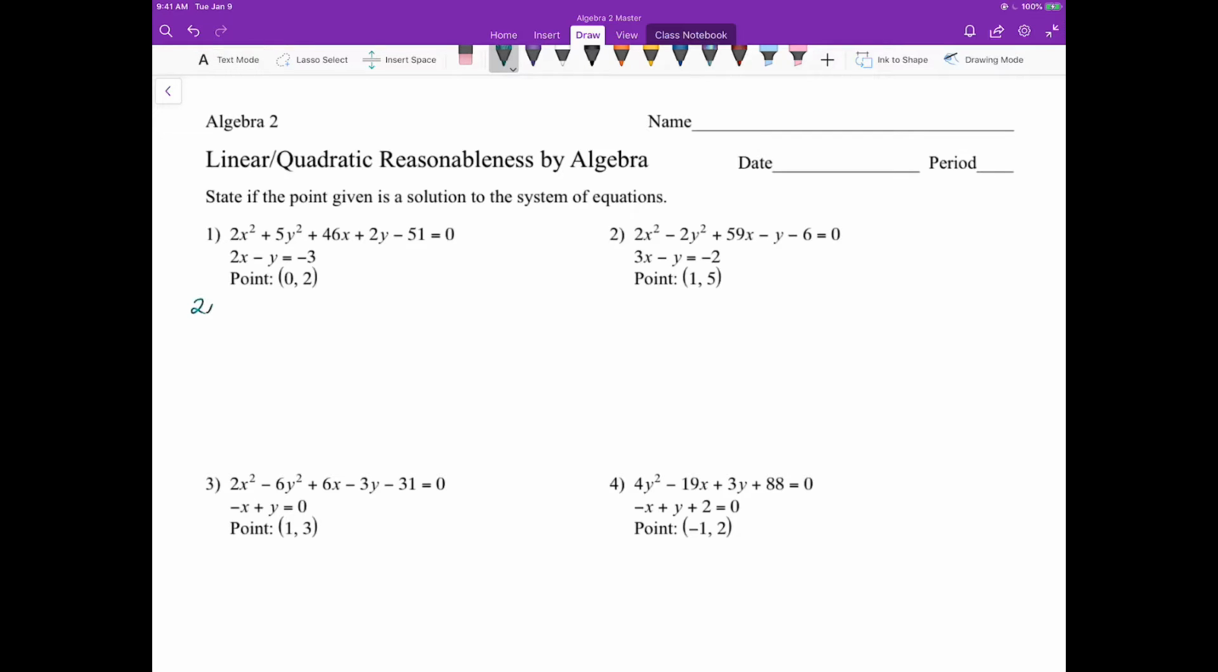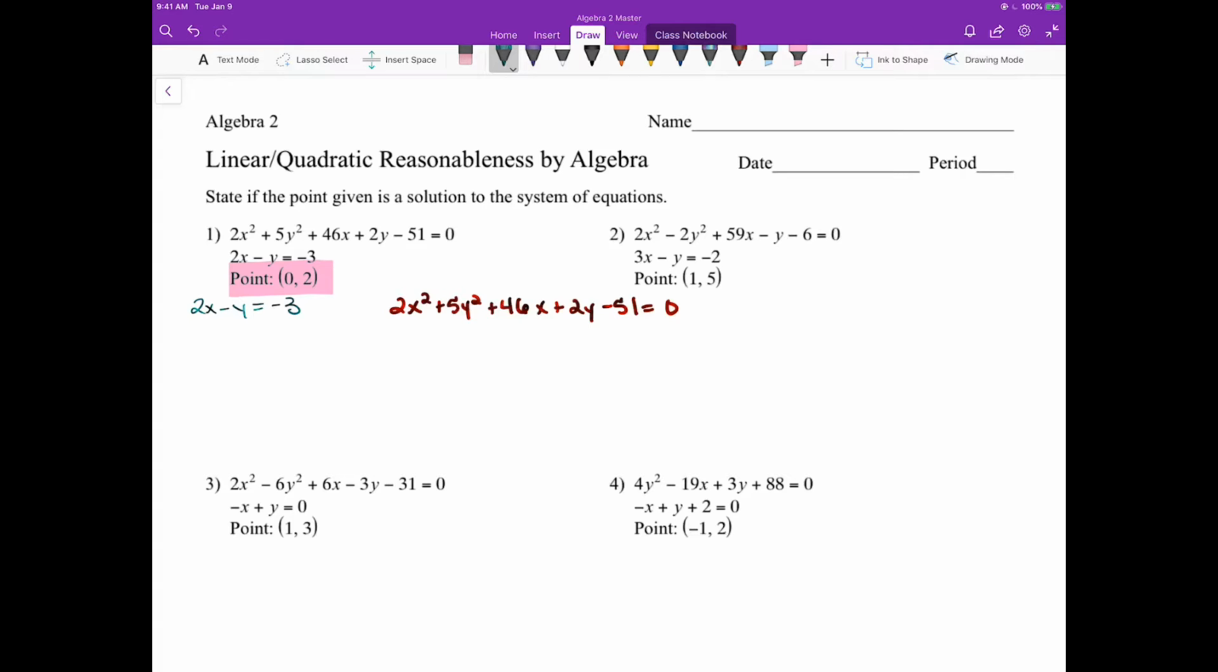We've got 2x minus y equals negative 3, and our quadratic equation 2x squared plus 5y squared plus 46x plus 2y minus 51 equals 0. And we want to know, is this point here a solution? So we're going to test that in both of our equations that are given.